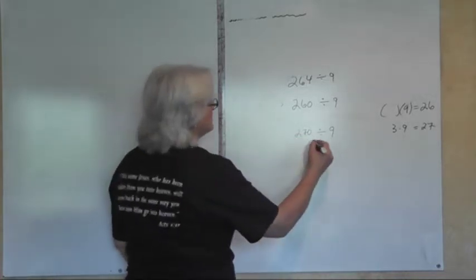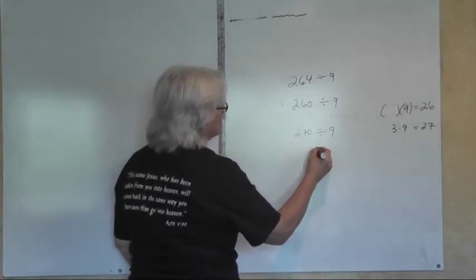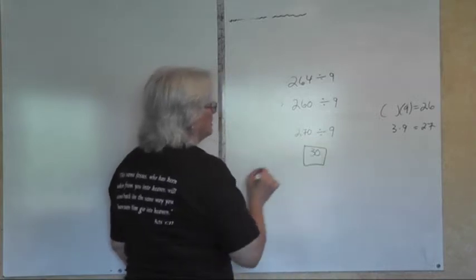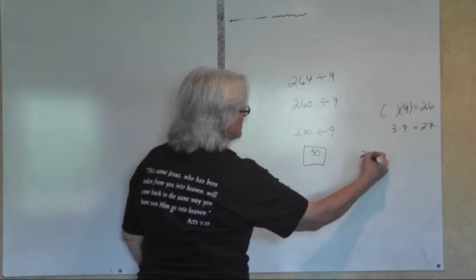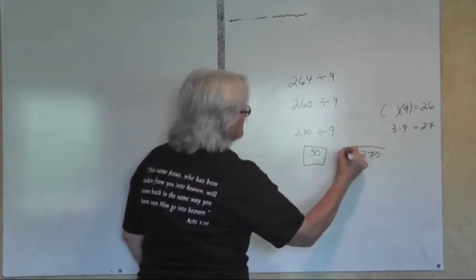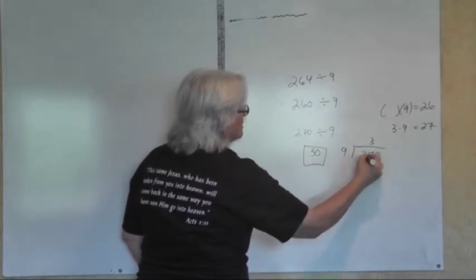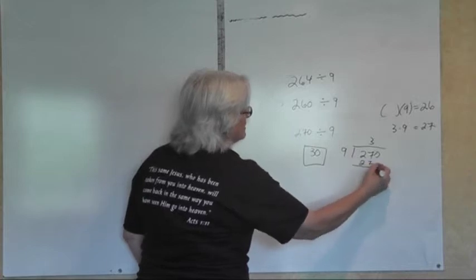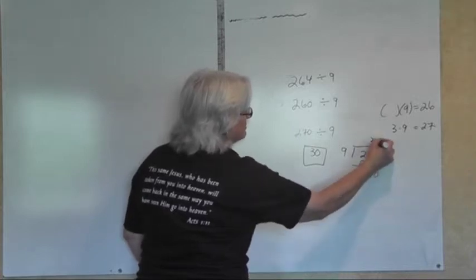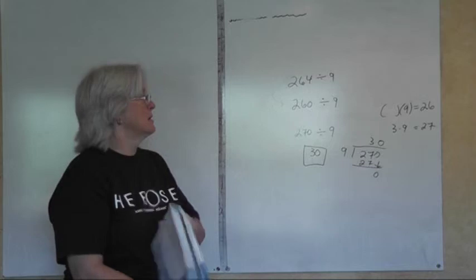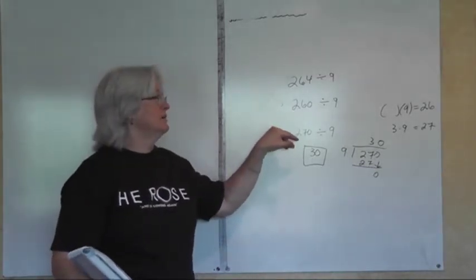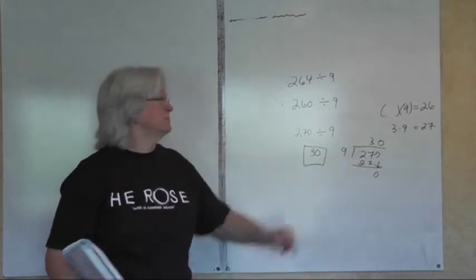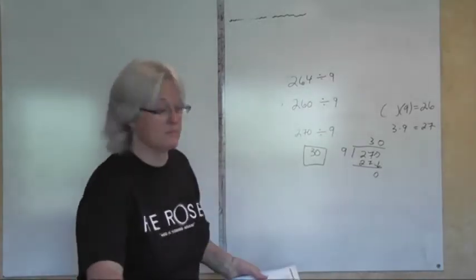27 divided by 9 is 3, and you have your 0. 270 divided by 9 is 30. 270 divided by 9, 3 times 9 is 27. Bring down the 0. This is what they're talking about. You have to play with the numbers. Let's do another one of those.